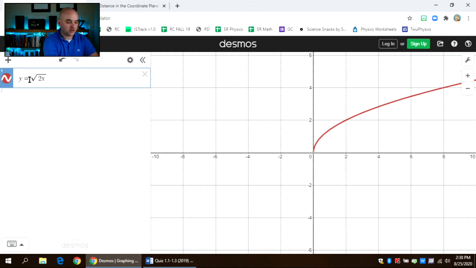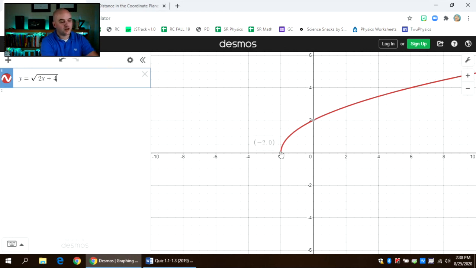And then what does the plus 4 do? Plus 4 shifts it to the left 4. So right here, it crosses the x-axis at (-2, 0). It crosses the y-axis there at (0, 2). That's exactly what we came up with. So that's always good that that checks out.